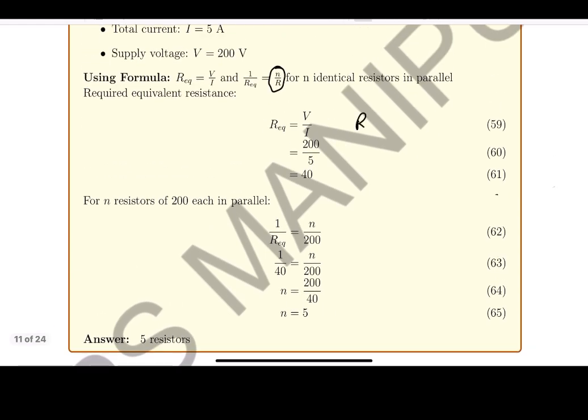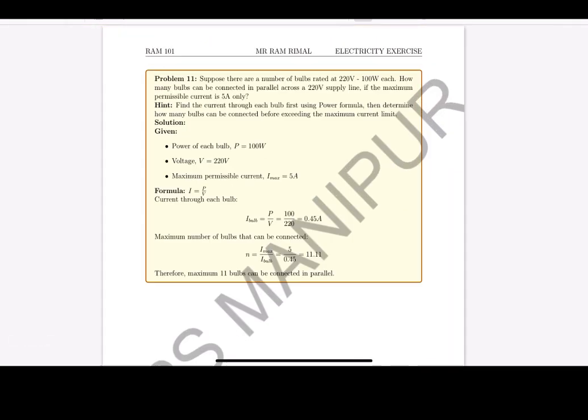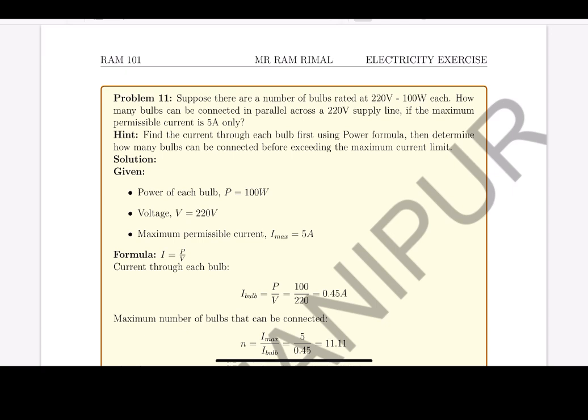Now I know the equivalent resistance, which is 40. We know another formula, that 1 by Req equals n by R. Req is given as 40, we have calculated it. N we need to find out. R is given to be 200. So n will be 200 divided by 40, which is 5. I'm telling you again and again, if you have any difficulty, please do write in the comment below. I'm explaining very roughly. I know that I'm not going into much detail. So please write in the comment below.